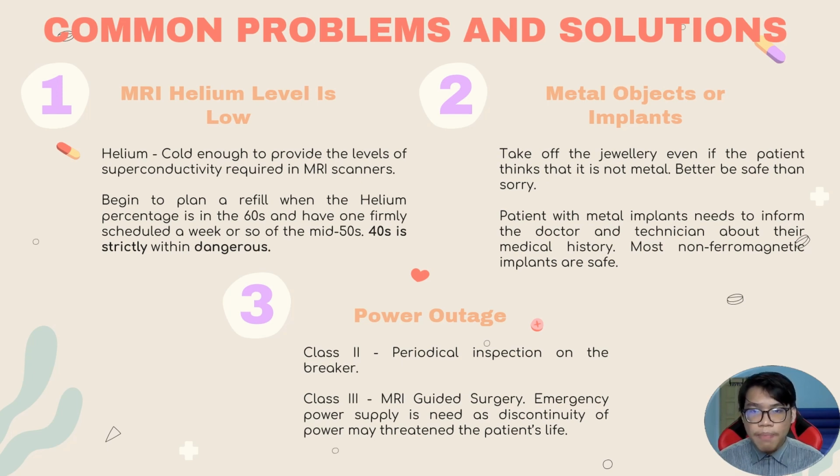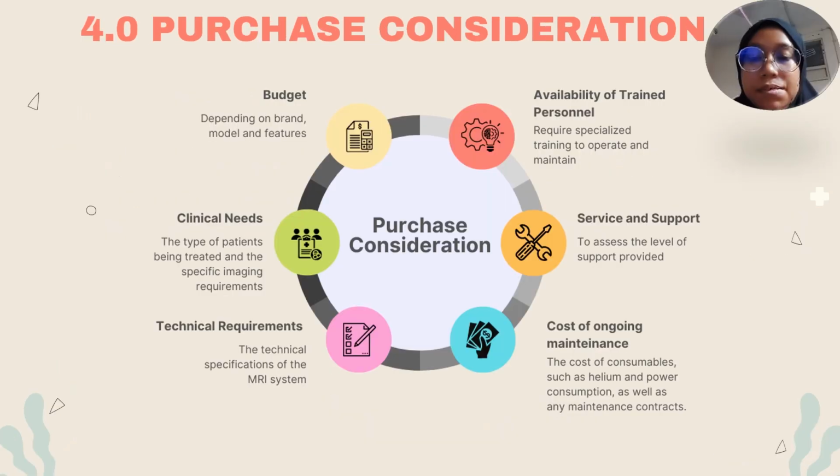And lastly is the power outage. To solve this problem in the class 2 location, they need to do a periodic inspection on the breaker. As for class 3, which is the MRI-guided surgery, an emergency power supply is very much needed, as discontinuity of power may threaten the patient's life.